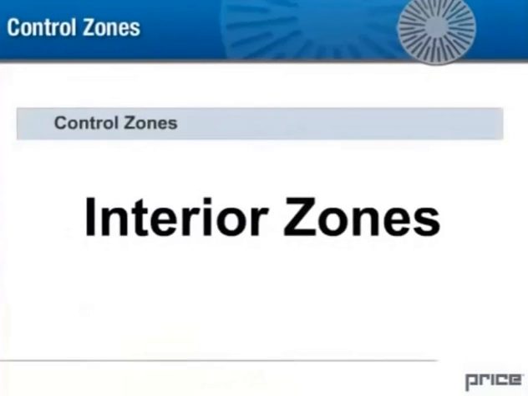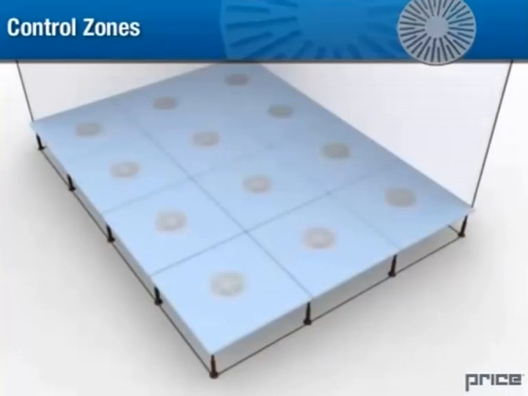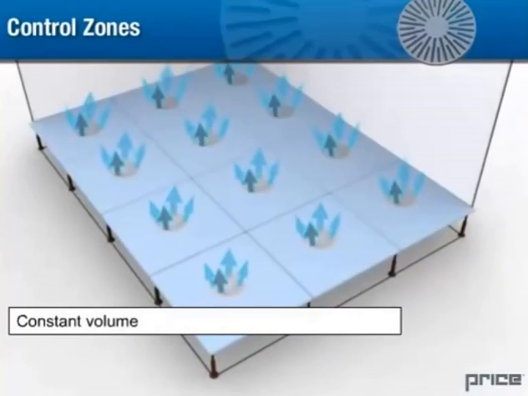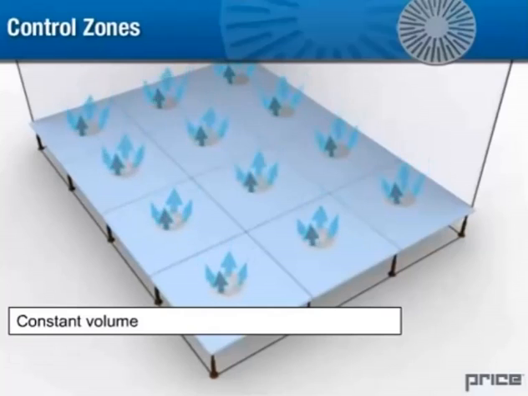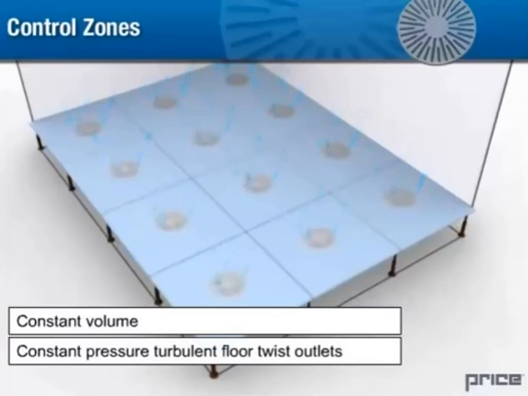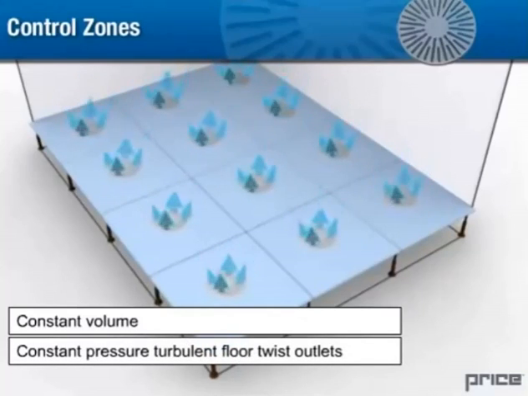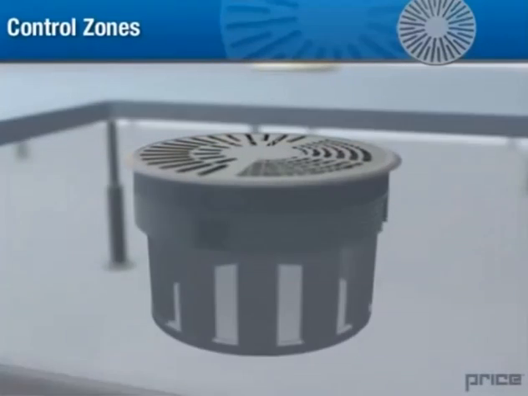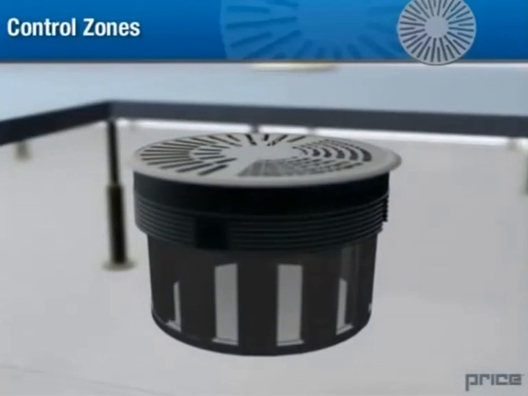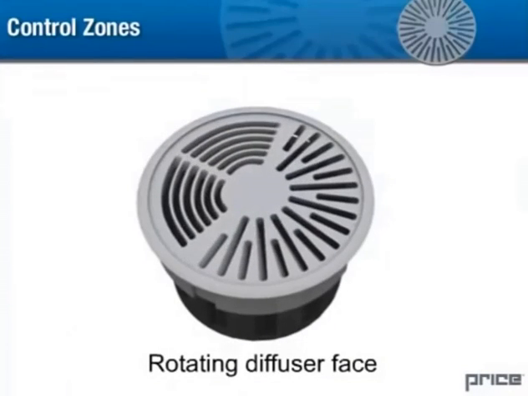Interior zones typically have relatively stable loads. As a result, a constant volume supply can often be used. A typical interior zone consists of constant volume turbulent floor twist outlets installed in a large common plenum space. A distributor basket and damper can be provided for individual volume and directional control, and in some cases can be adjusted by rotating the face of the floor outlet itself.